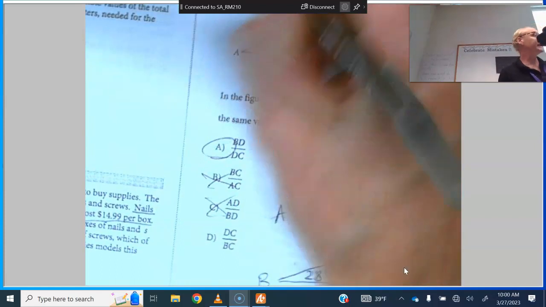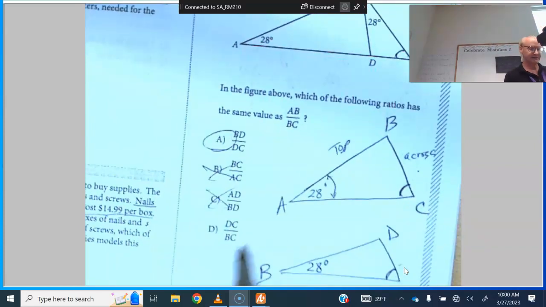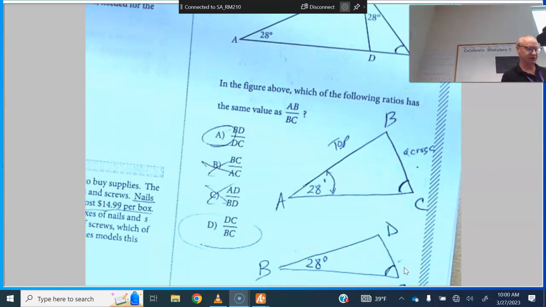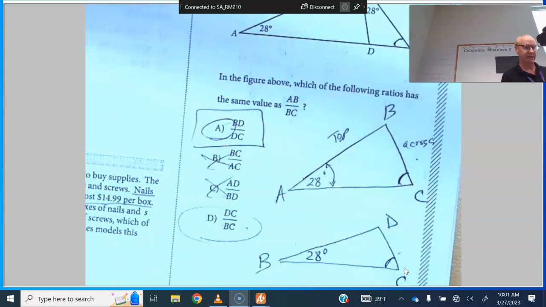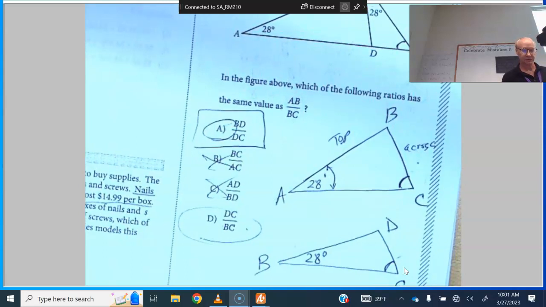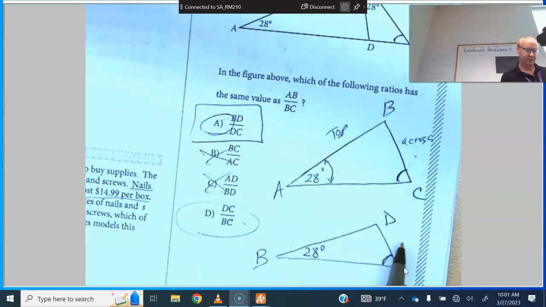And again, I'm going to put 2 checks. I would test this one just to make absolutely sure that it's not correct. But I'm pretty sure about that one because it was this one over that one.